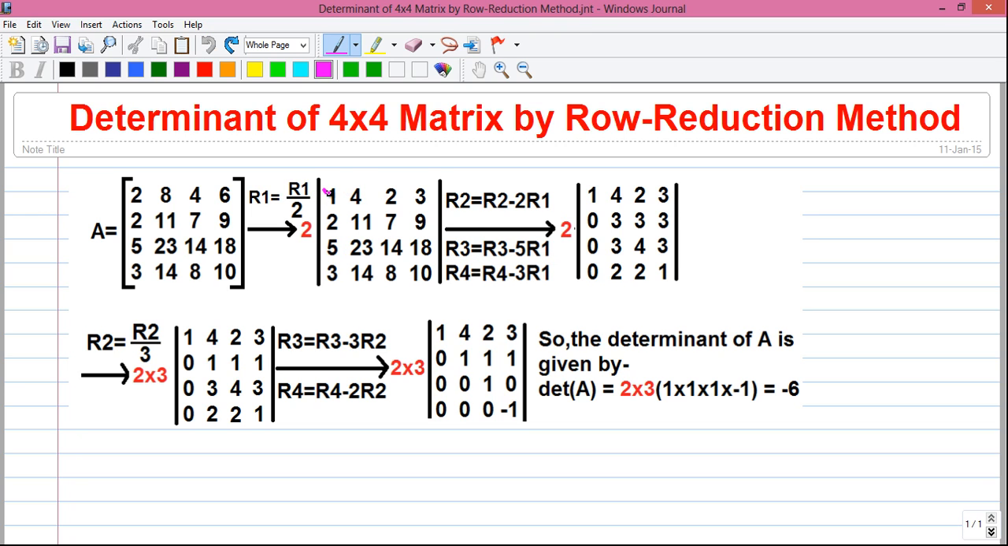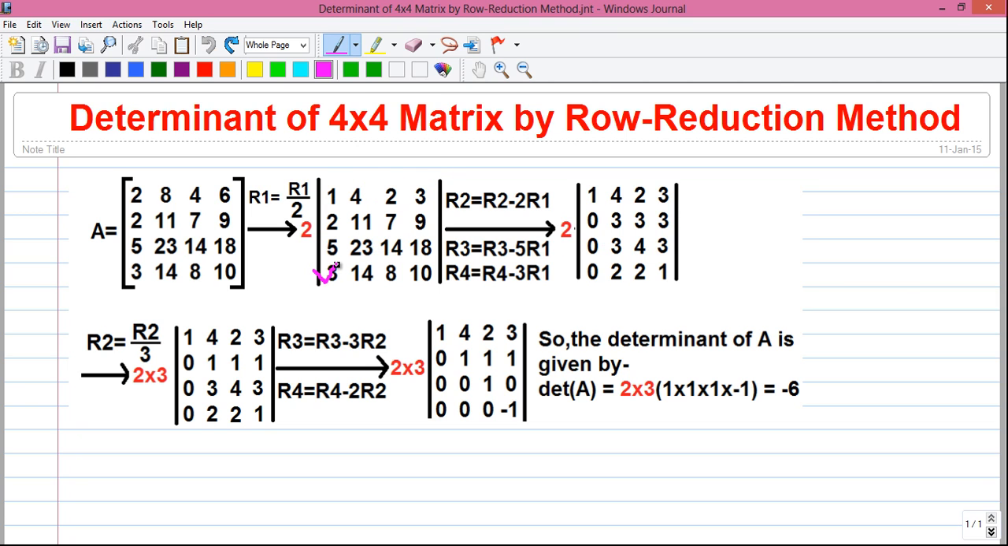Let's do it. 1 into 5, 5, subtracted from 5 is equal to 0, written here. 4 into 5, 20, subtracted from 23 is equal to 3. 2 into 5, 10, subtracted from 14 is equal to 4. 3 into 5, 15, subtracted from 18 is equal to 3, written here.